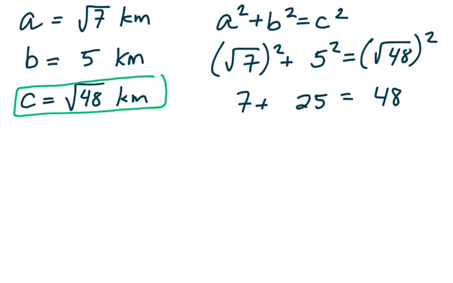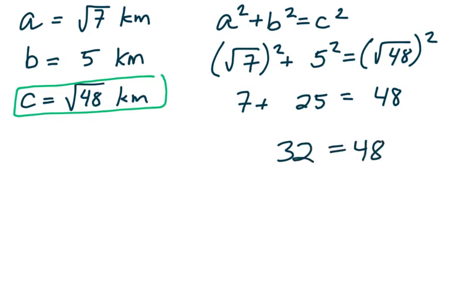So I got us started over here. I have a squared plus b squared equals c squared. I substituted in the square root of 7, and then the 5, and then the square root of 48. So the square root of 7 squared is 7, and 5 squared is 25, and the square root of 48 squared is 48.